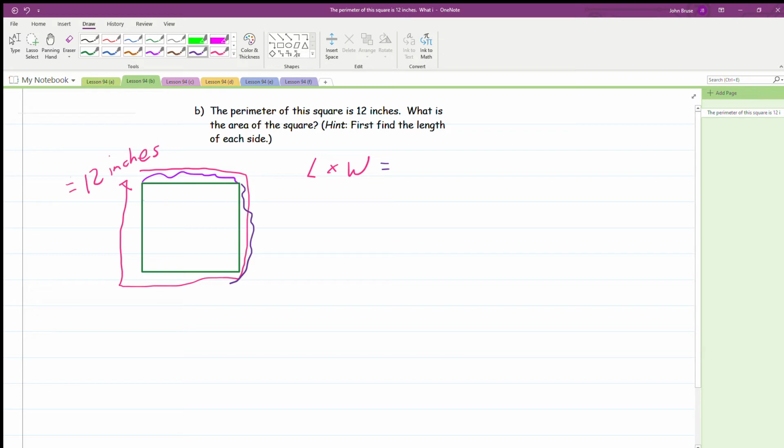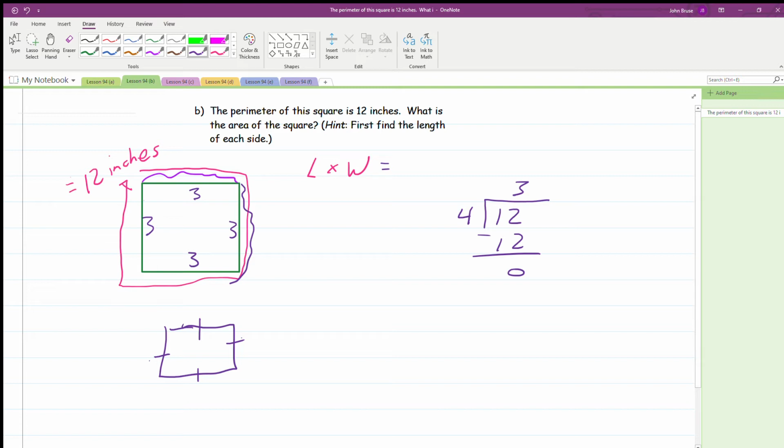So we don't know what those are, but it says first find the length of each side. Well, we know that squares have all sides equal. So if we took this square and we drew it again, we know that all 4 sides are equal. So if we have 12 inches and we break it into 4 different sides, we're going to be dividing, because when we break things into groups, we divide. So 12 divided by 4 is 3. 3 times 4 is 12. We subtract, we got 0. So each side of this square is 3 inches.